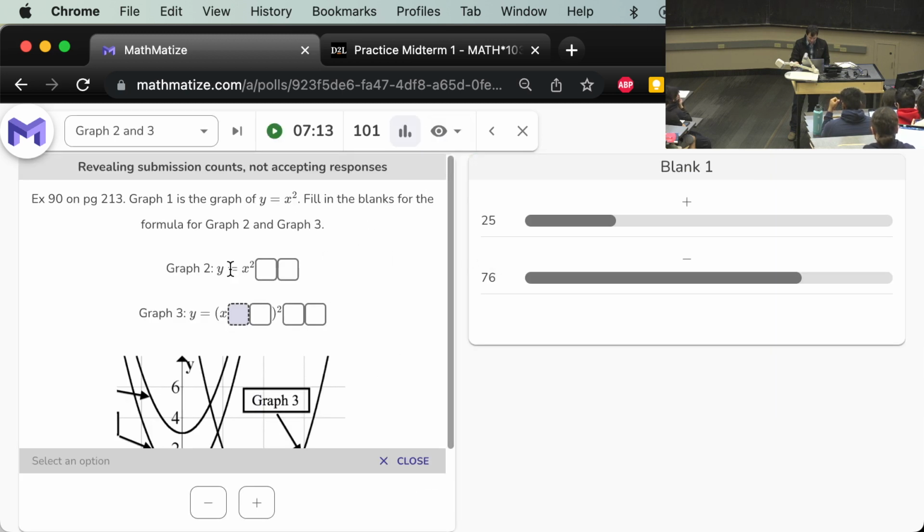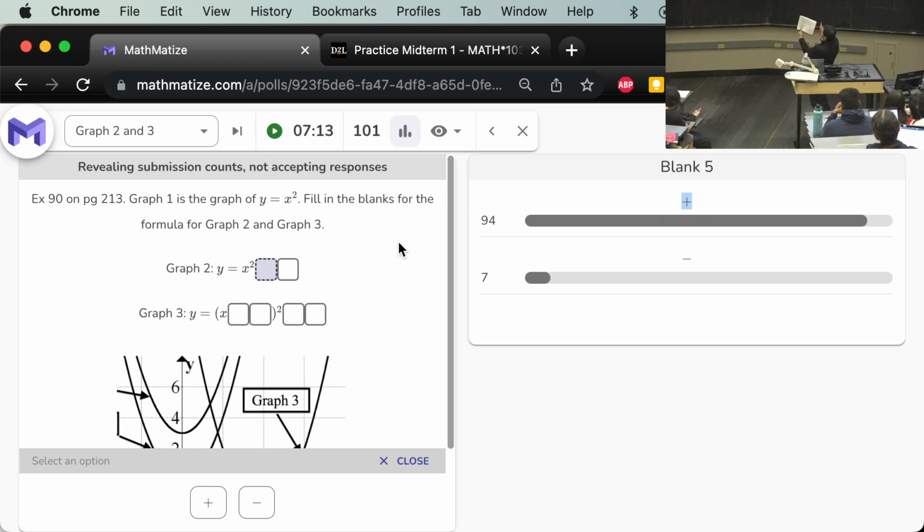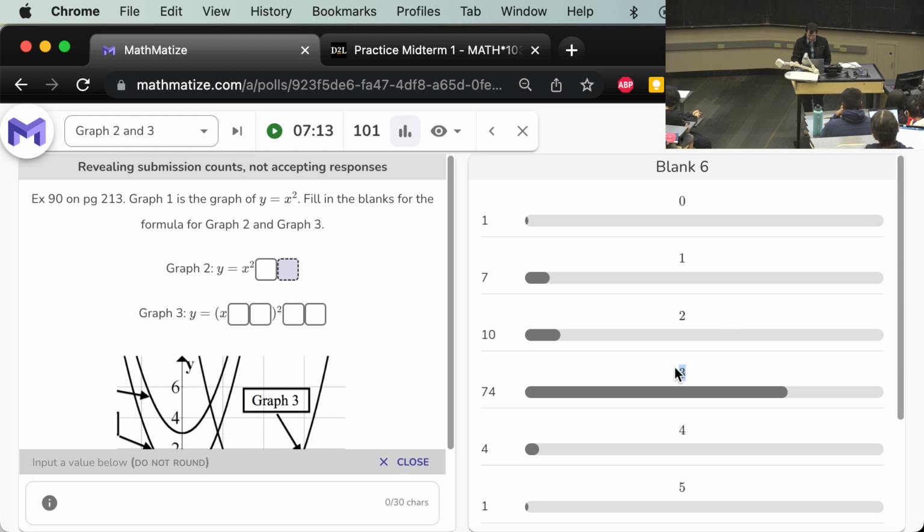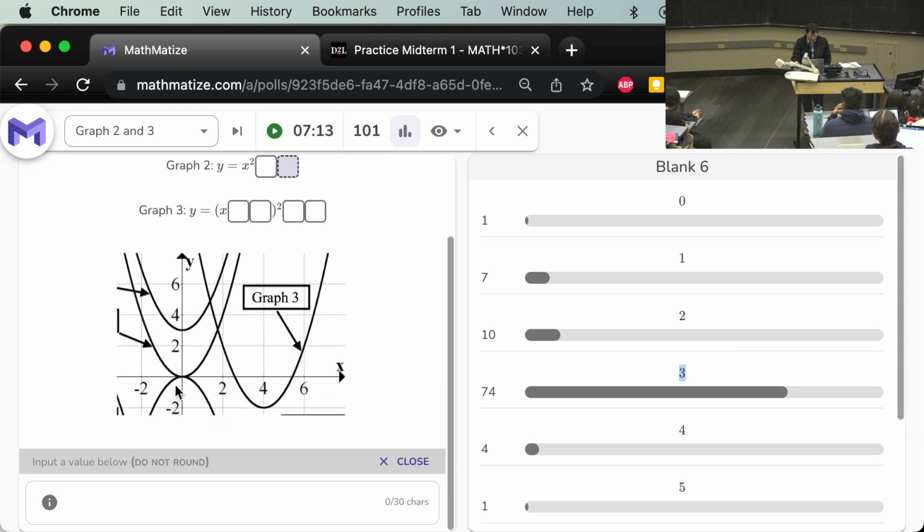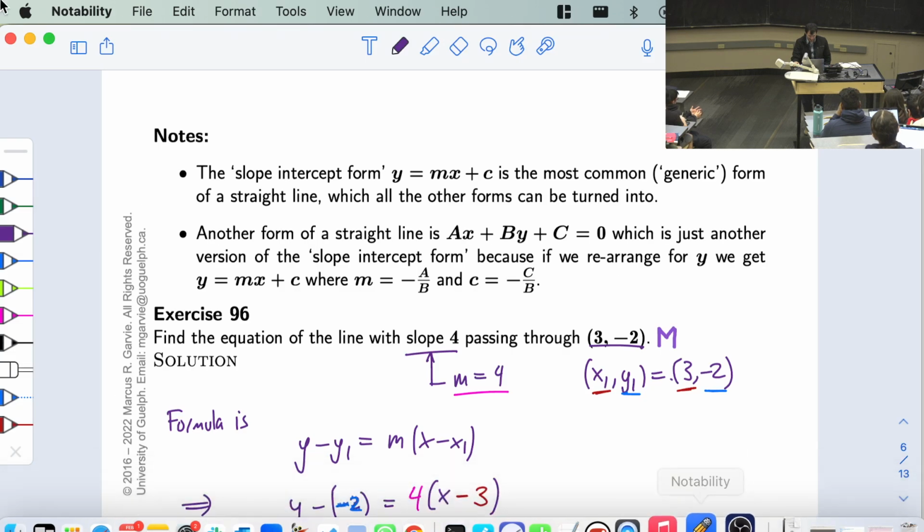Graph 1 to graph 2, we're going to start with these blanks. It's x squared, and you do something to it. 94 people said plus, and that makes sense. We are going up, and up is plus. So you plus something. How much do you plus? All you have to do is read the scale of the graph. You plus 3. If you said plus 2, you misread the graph. Look, 2 is here and the graph is up there. You plus 3, so that is the correct answer. That one is x squared plus 3.